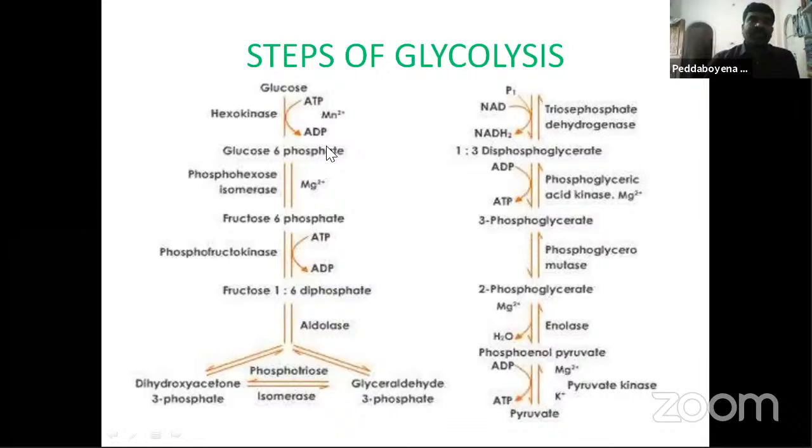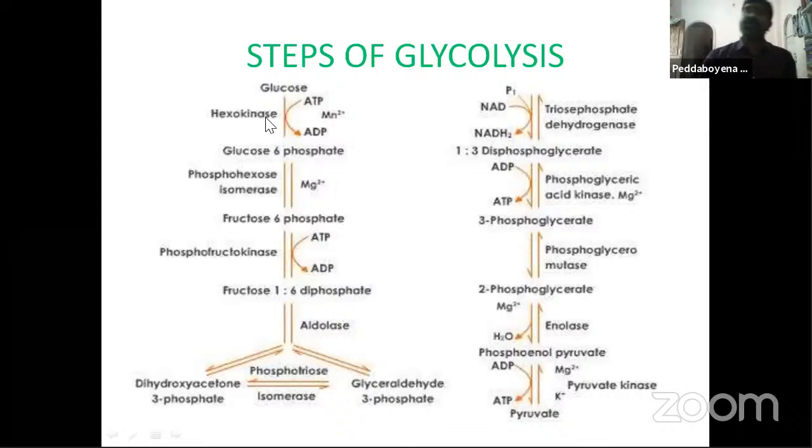This phase is called the investment phase, which means ATP is utilized and added to the substrate, glucose. That's why it is called the investment phase. This process is called phosphorylation. The glucose takes the phosphate from the ATP, so ATP is the phosphate donor to the glucose, forming glucose 6 phosphate. It is catalyzed by the enzyme hexokinase.